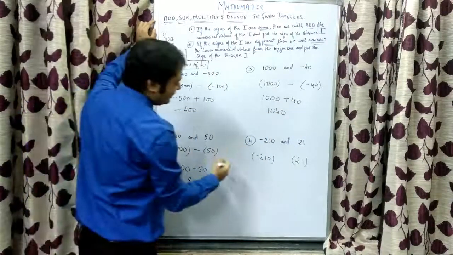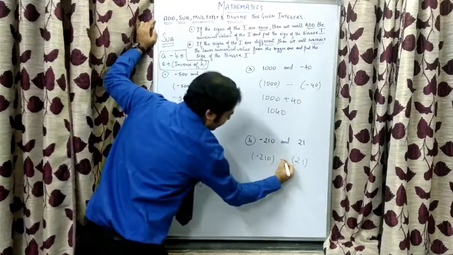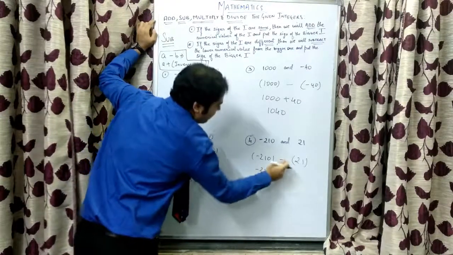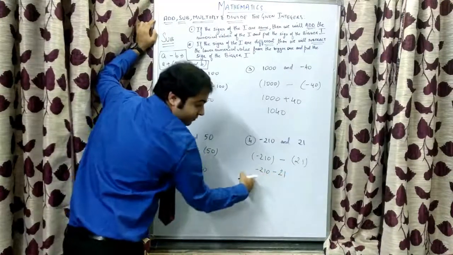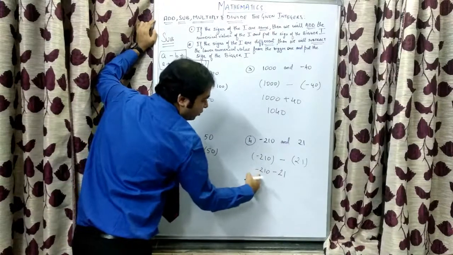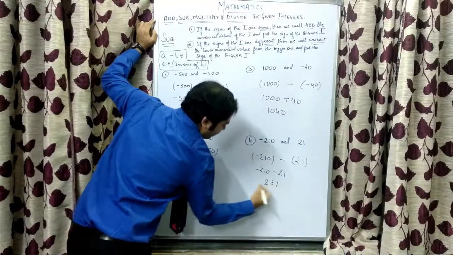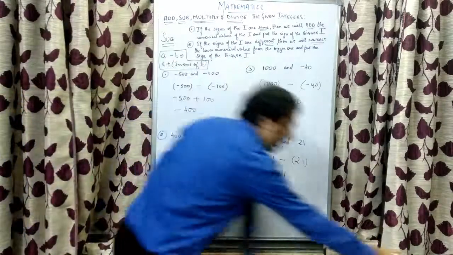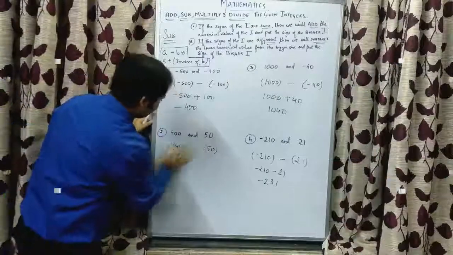Right? Now in this, minus 210 and 21 both are to be subtracted. So therefore I will put a minus sign here. Plus into minus is minus 210. Minus into plus is minus 21. Now since signs are same, we will add the integers and put the sign of the bigger integer. 210 plus 21 will give you 231 with a minus sign. So this was all about subtraction. Now we will be dealing with multiplication.